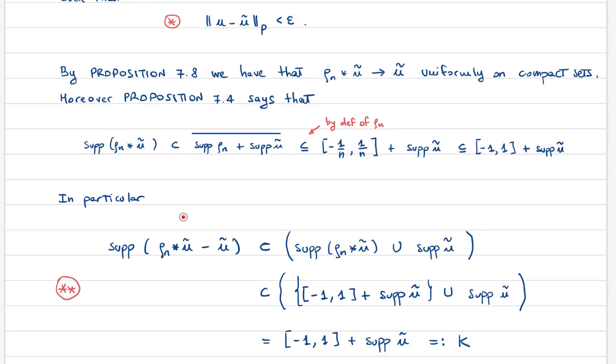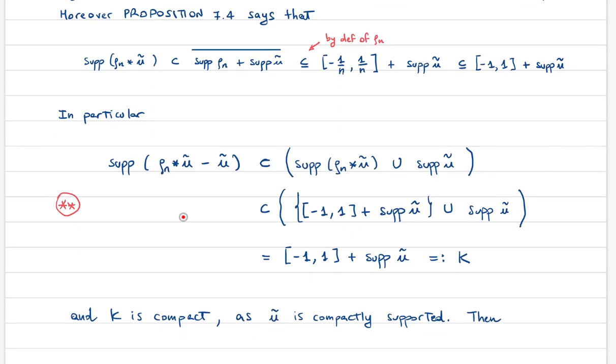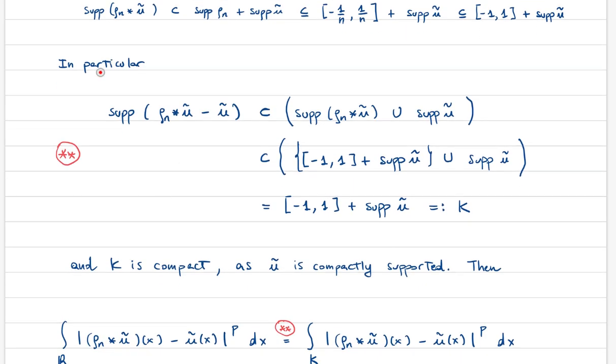In particular, the support of the convolution rho n times u tilde minus u tilde is contained in the support of the convolution union the support of u tilde. This you can easily check by hand, this inclusion here. And for what we proved above, this one is contained in this set here. And so we get this second inclusion.